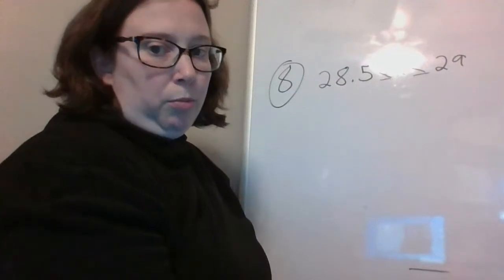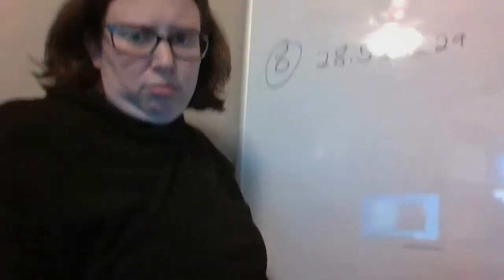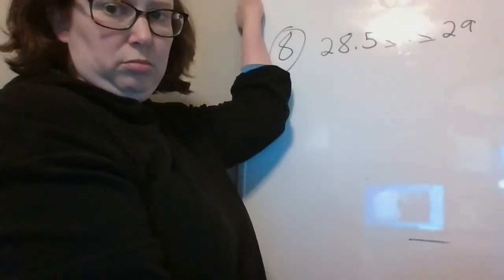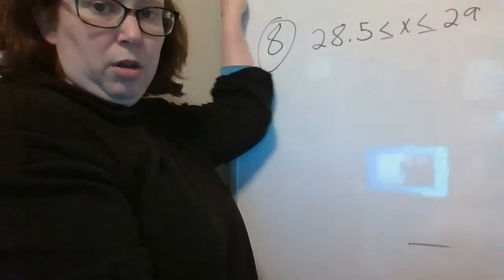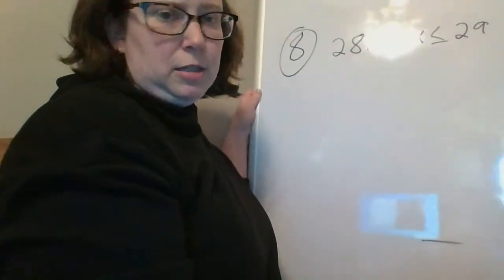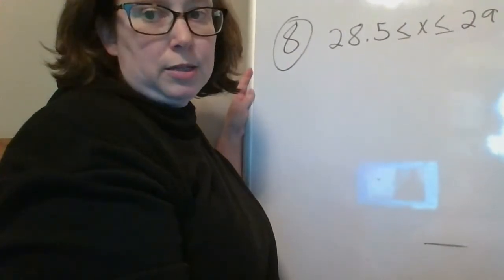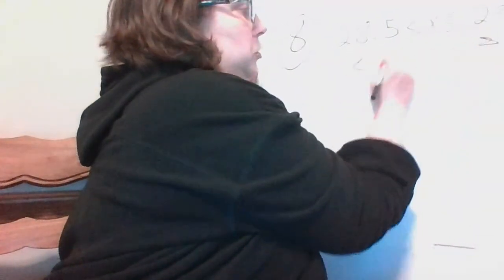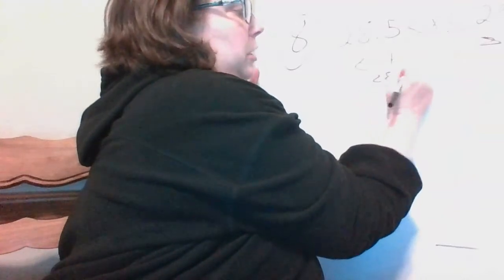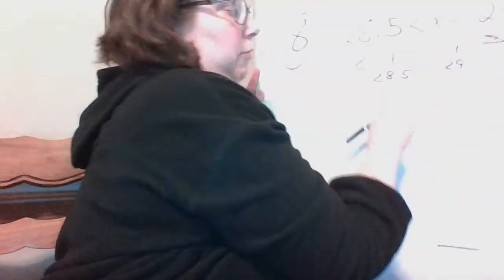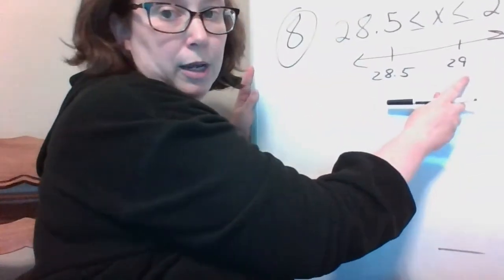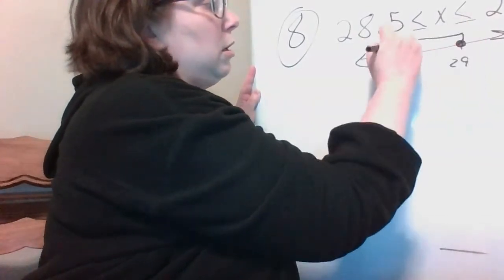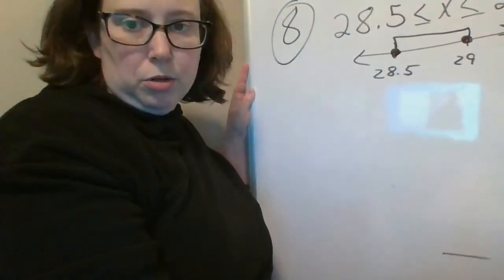So, 28.5 is less than or equal to x is less than or equal to 29. When you graph that, remember you just have to put the numbers that you're working with. So we have 28.5 and we have 29, and then we should have closed circles, and it's an and, so it goes like that.